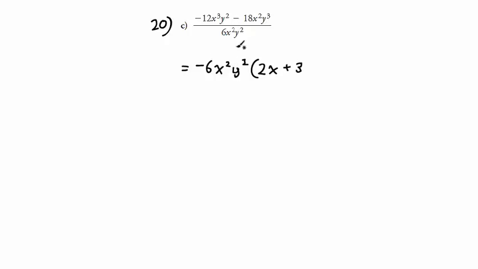X squared, when you factor out an x squared from it, we're left with 1, so there's no x variable left over. And when we factor out y to the power of 2 from y to the power of 3, we're left with y. And that's over 6x squared y squared. As you can see, besides the negative sign, this and this cancel because they're both exactly the same thing. So we're left with minus 2x plus 3y.